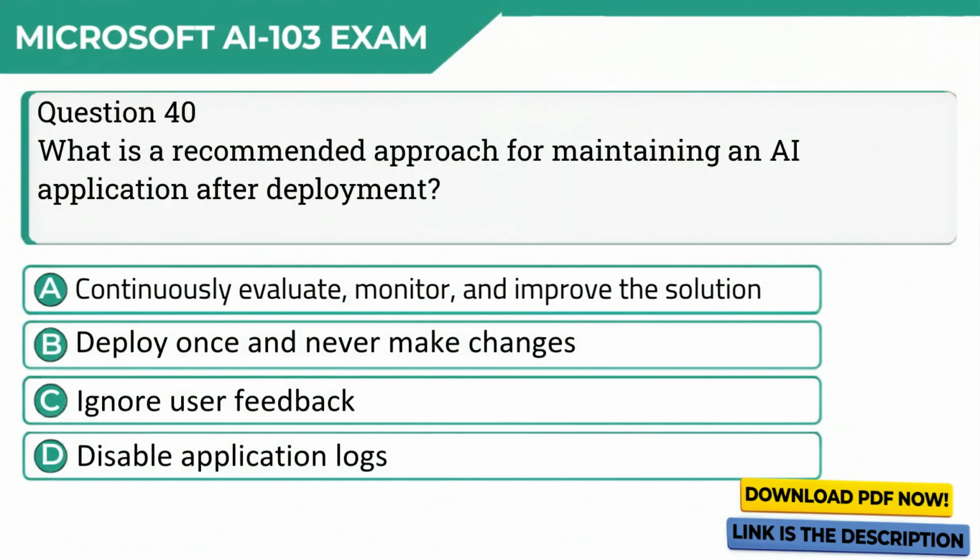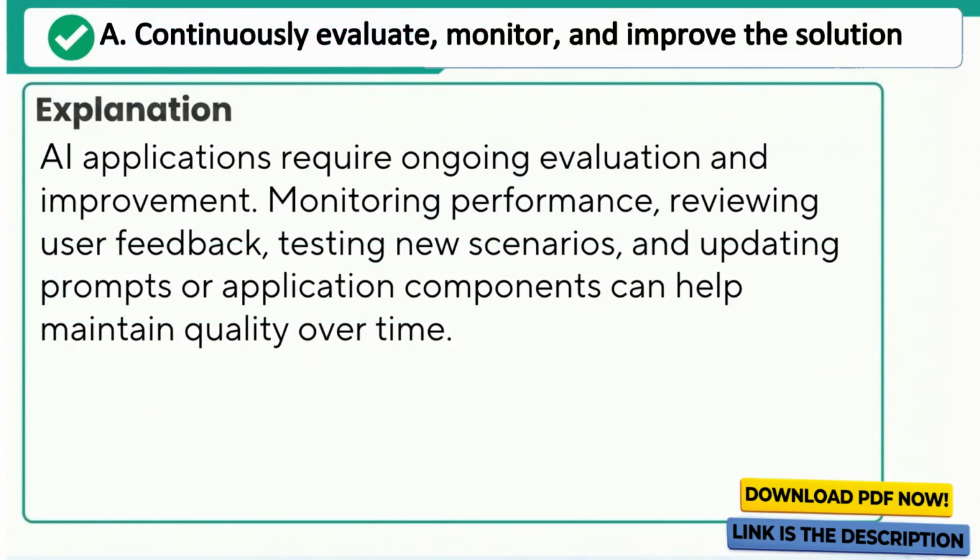Question 40. What is a recommended approach for maintaining an AI application after deployment? A. Continuously evaluate, monitor, and improve the solution. B. Deploy once and never make changes. C. Ignore user feedback. D. Disable application logs. Correct answer: A. Continuously evaluate, monitor, and improve the solution. Explanation. AI applications require ongoing evaluation and improvement. Monitoring performance, reviewing user feedback, testing new scenarios, and updating prompts or application components can help maintain quality over time.